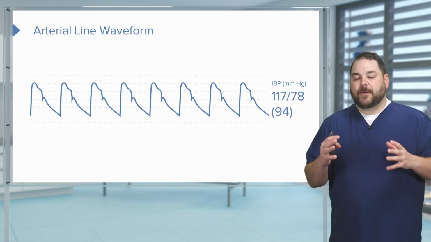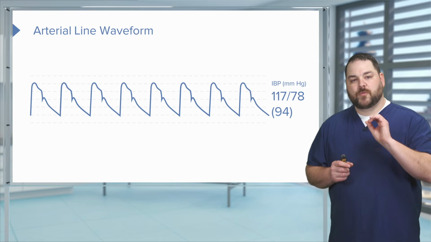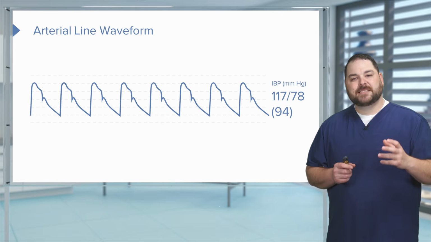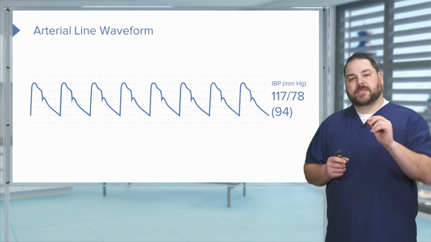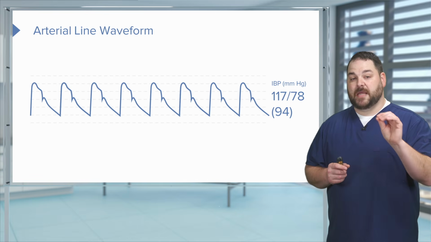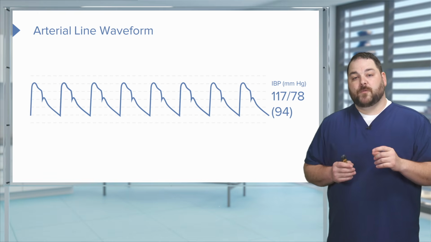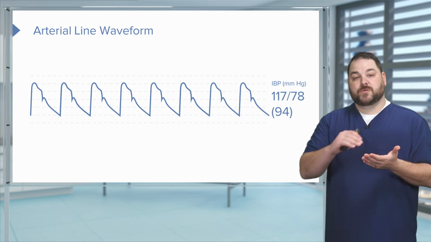Okay. Prior to accessing the radial artery, we need to make sure that there is blood flow through the ulnar artery. Why is that important? Well, there is a risk when we access the radial artery, we may block blood flow to the hand through that artery. Now, hopefully they'll have enough blood flow through the ulnar artery to perfuse the rest of the hand.